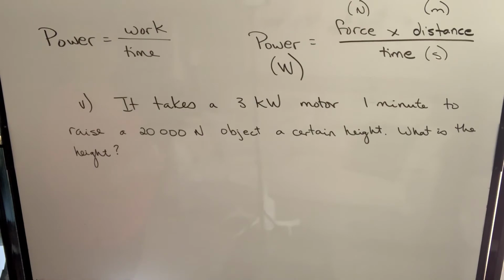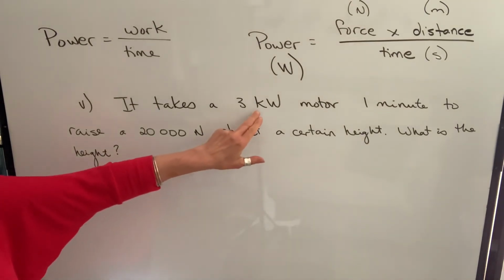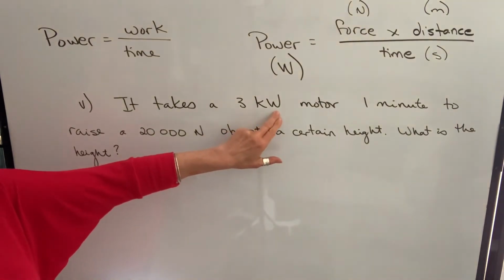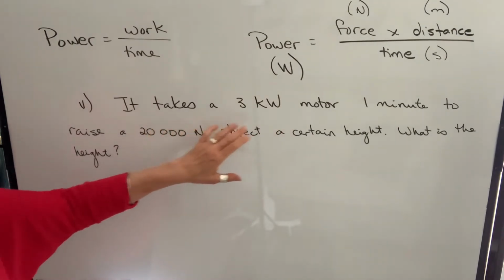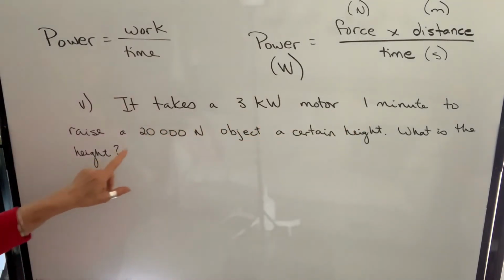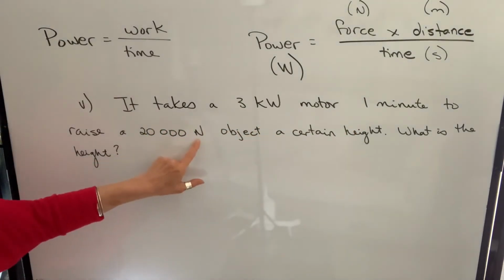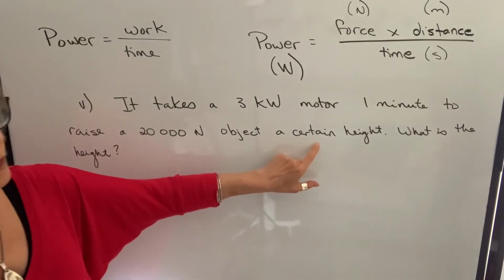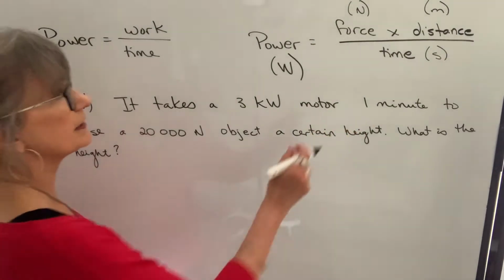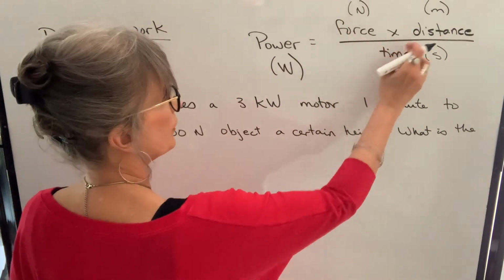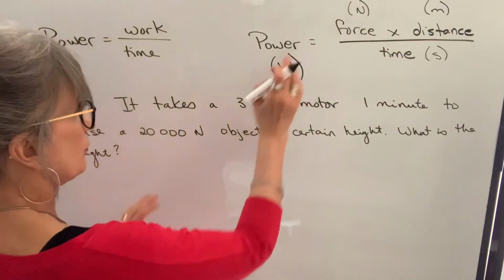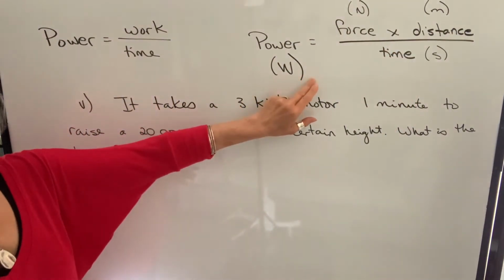In our last example, we're told the power of a motor, 3 kilowatts, and we're told that it takes that motor 1 minute to raise a 20,000 Newton object a certain height. We're asked to find the height. So in this case, we know all of the values except distance. But we have to be very, very careful with our units.